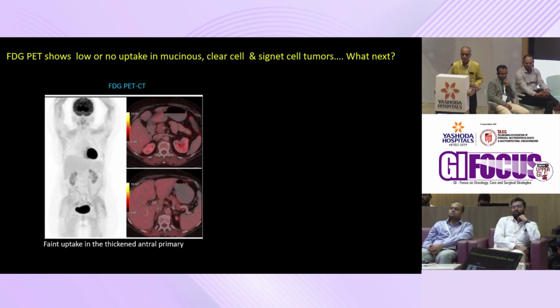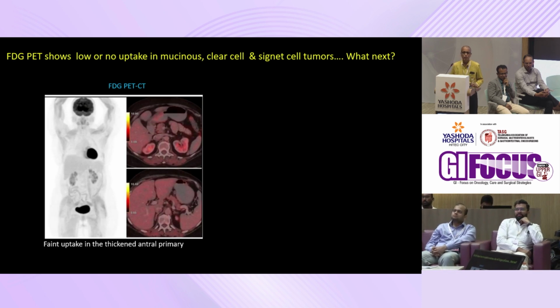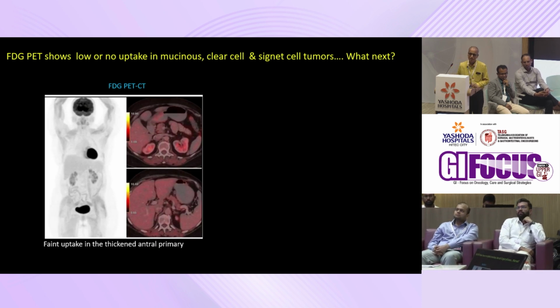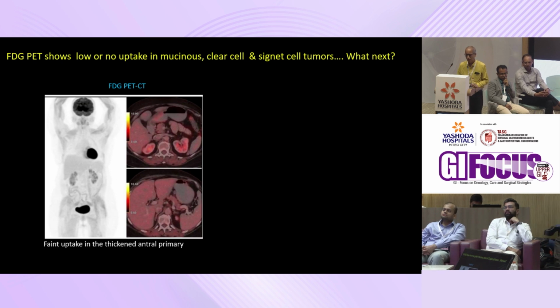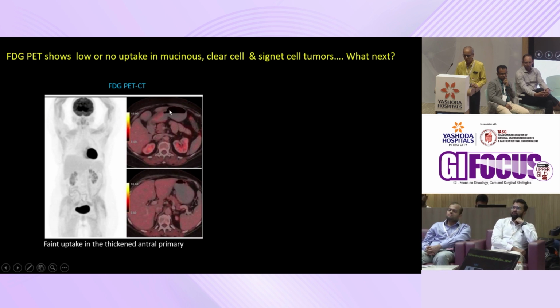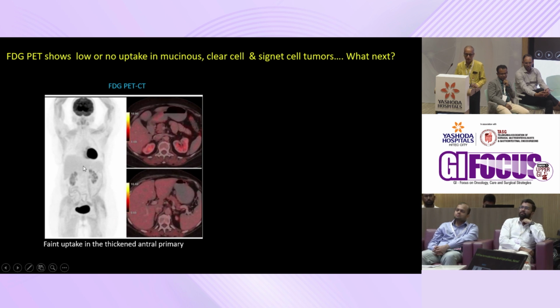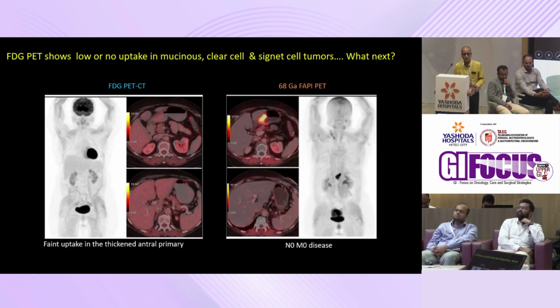Now, FDG-PET, as I've said, shows low or no uptake in mucinous tumors, clear cell tumors, or signet cell tumors. So this is one example where there is thickening of the stomach in the gastric antrum, with no uptake or not much uptake in the whole body image that you see in here. So in that situation, Gallium FAPI would be of benefit.